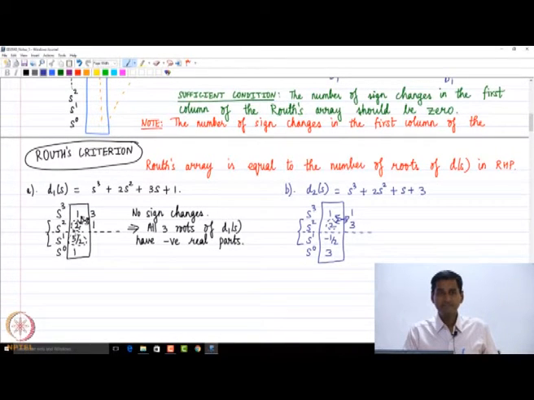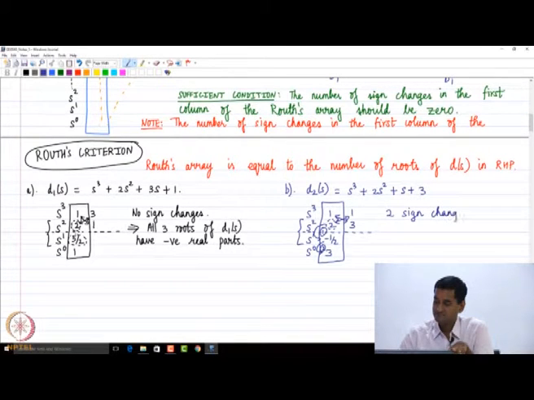So we immediately look at the first column of the rows array. What can we see? There are two sign changes. How come there are two sign changes? You see that from 2 to minus 1 by 2 is one sign change. From minus 1 by 2 to 3 is another sign change. So that's how we get two sign changes here. So this implies that there are 2 sign changes in the first column of the rows array. So what does it imply?